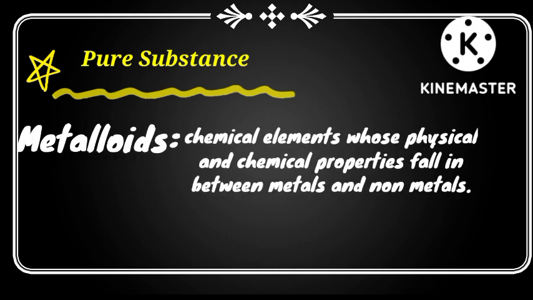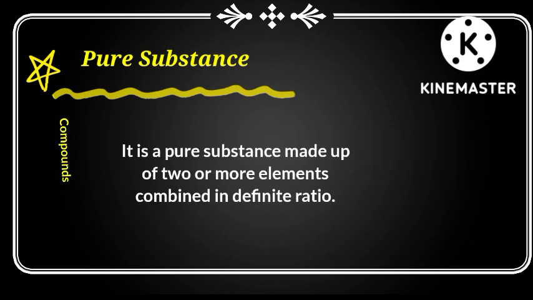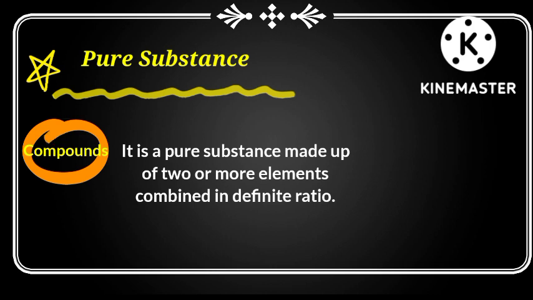Metalloids are the chemical elements whose physical and chemical properties fall in between the metals and non-metals. For example, boron, silicon. Next, compounds. A compound is a pure substance made up of two or more elements combined in a fixed ratio. For example, water. When there are two atoms of hydrogen and one atom of oxygen, then only we will call this water.